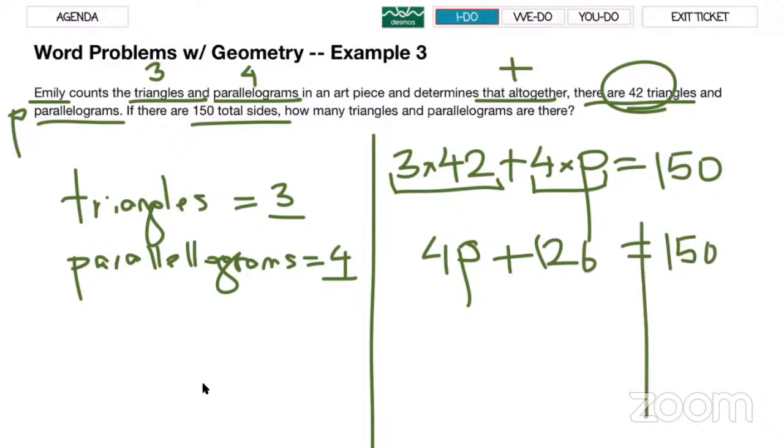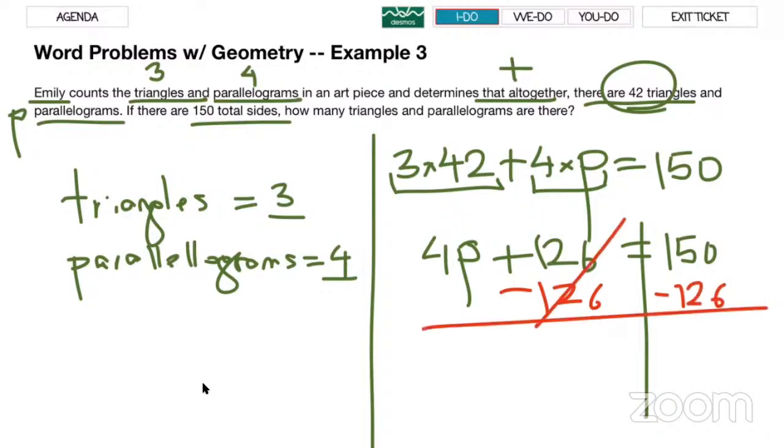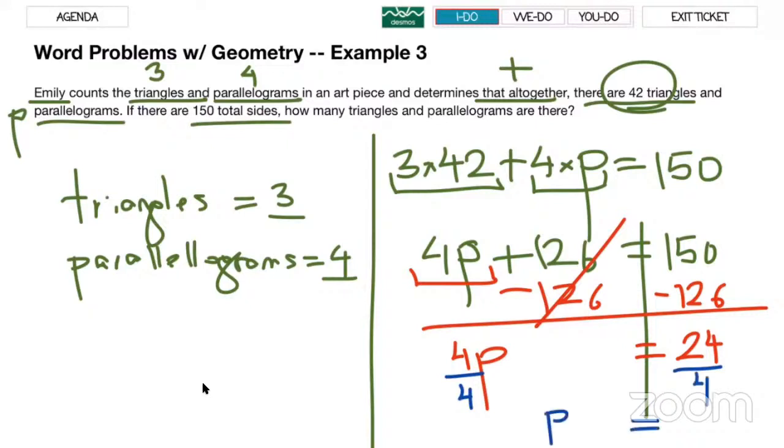And now you have a two-step equation. So step number 1, you need to subtract 126 from both sides of the equal sign. And the 126s are cancelled out. You need to bring down the variable term on the bottom. And 150 subtracting 126 would become 24. And now the last step is, because 4 is multiplied with P, you need to divide both sides of the equal sign by 4, and P would become, so the 4s are cancelled out this time, and 24 divided by 4 would become 6. So the number of parallelograms is 6.